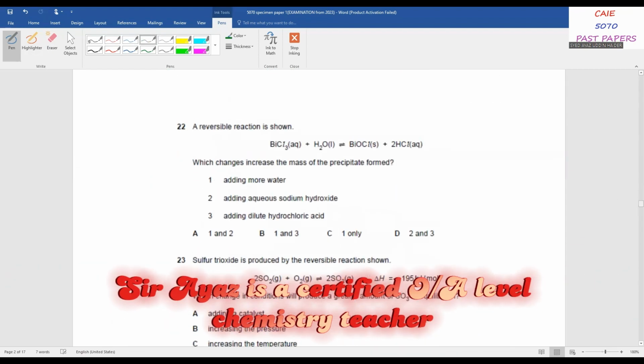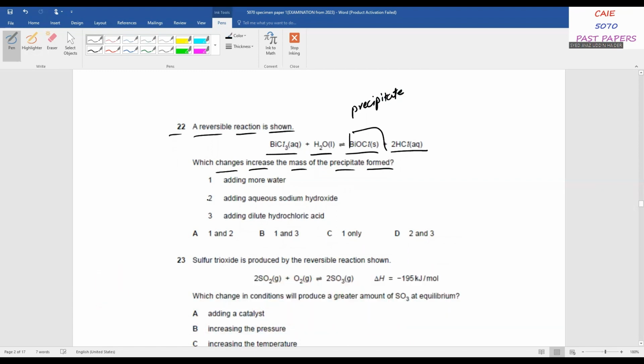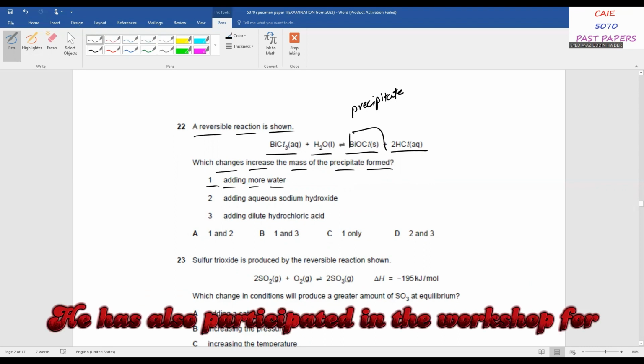Number 22. A reversible reaction is shown. BiCl3 aqueous plus H2O liquid gives BiOCl plus 2HCl. Which changes increase the mass of the precipitate formed? This is a precipitate we are getting. BiOCl, precipitate of BiOCl is formed. Number one, adding more water. If you add more water, what will happen? It will move the equilibrium to the right hand side. So this statement is correct.